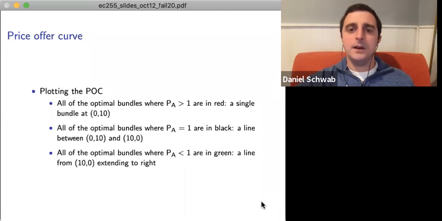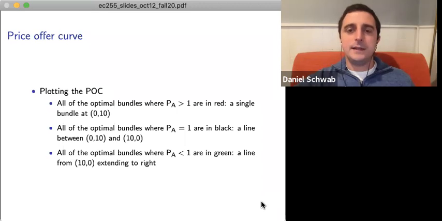And then last, we have the optimal bundles where the price of apples is less than 1. And so that is a line that starts at 10, 0 and extends to the right. And it extends to infinity, right? So there's no stopping point for this green piece of the curve.